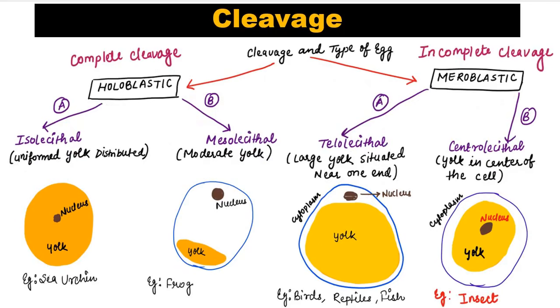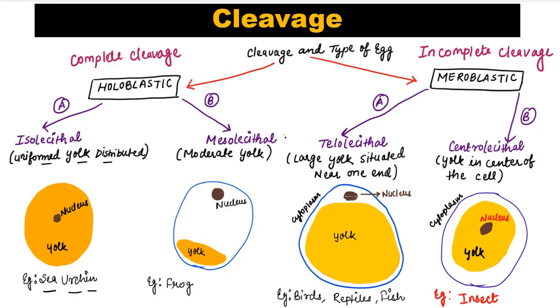Okay, so this is the entire diagram through which you can easily relate the meaning of isolecithal. That means yolk will be distributed uniformly, and you can see that the whole yellow portion is representing the yolk. Okay, so this type of egg, that means the isolecithal egg, we are going to get in case of a sea urchin. Okay.